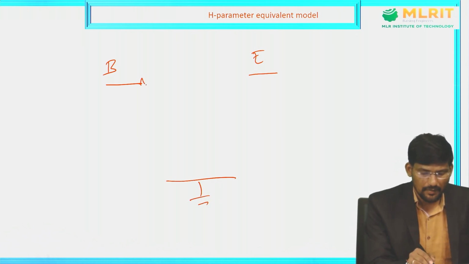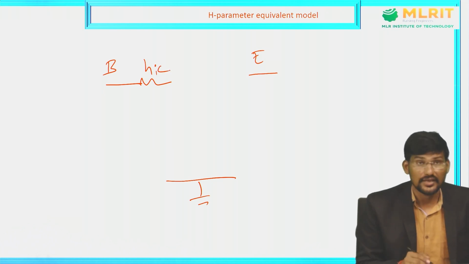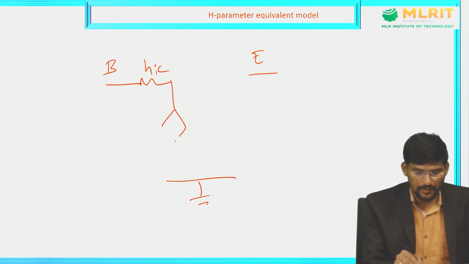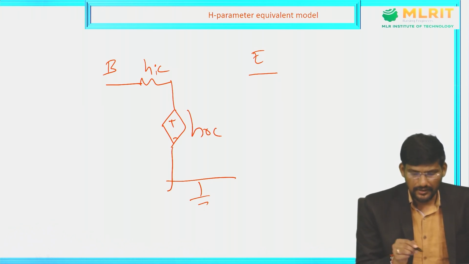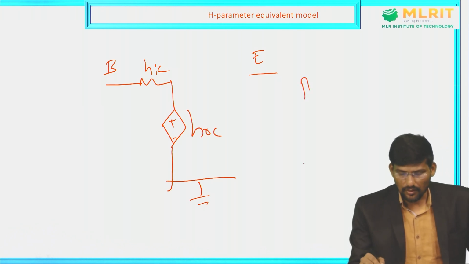And we have H parameters. What are the H parameter equivalents? Already we discussed. The first element is HIC, and next we have a dependent source, a voltage dependent voltage source, that is HRC, into what is the output? What is the output we are taking here?